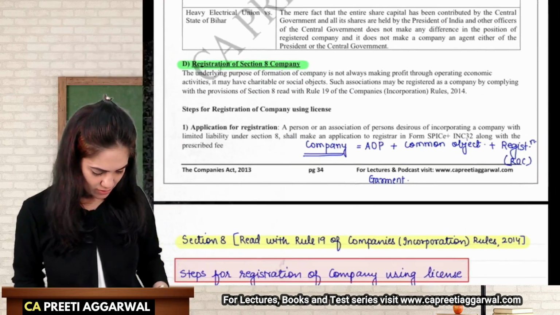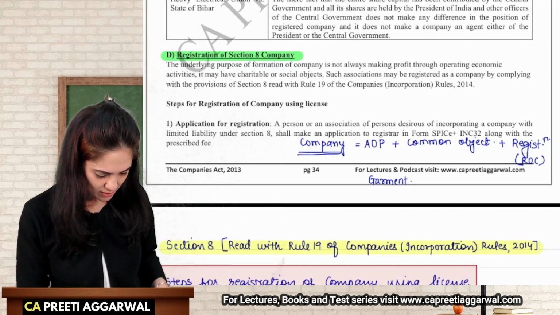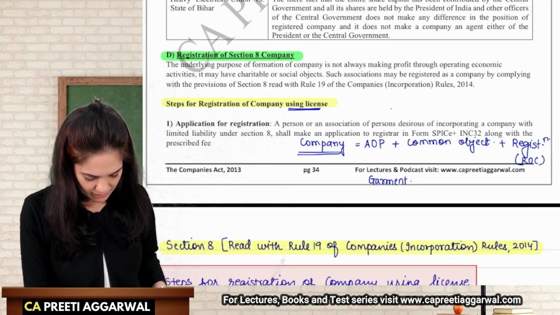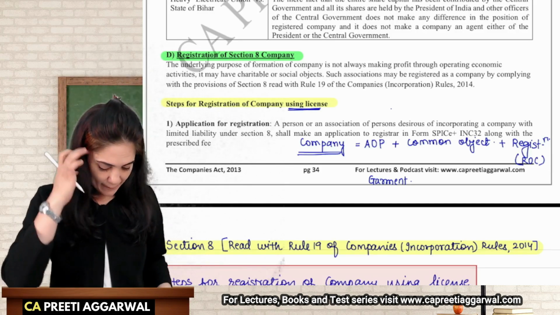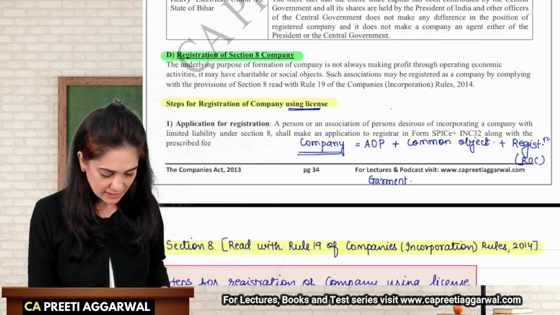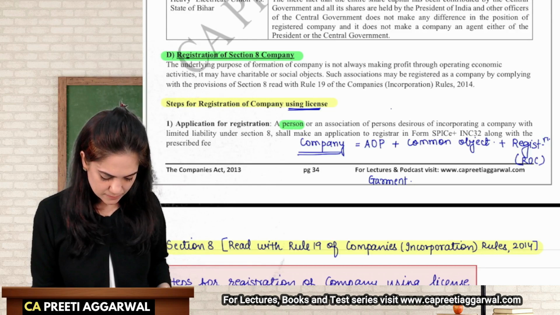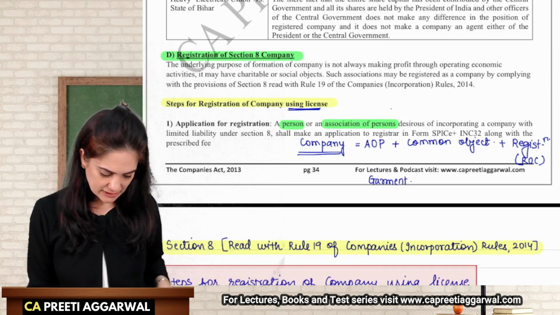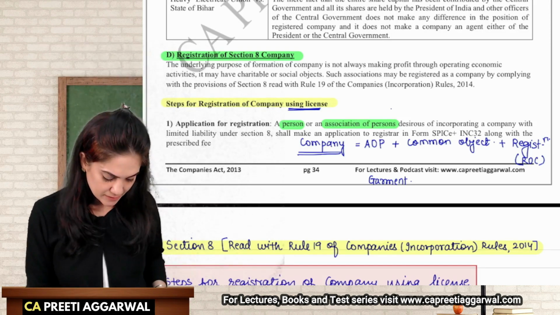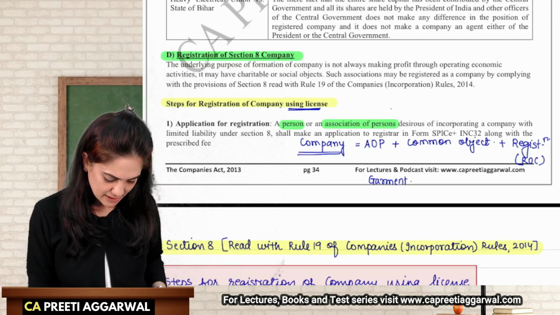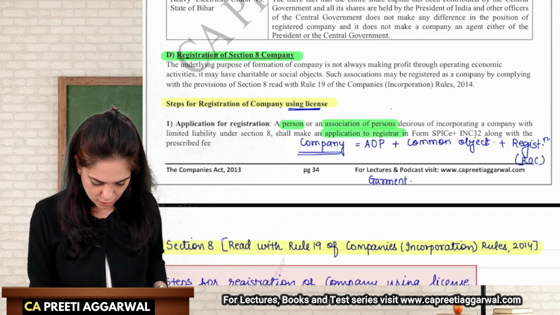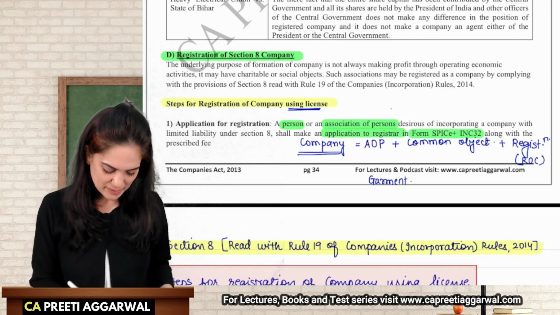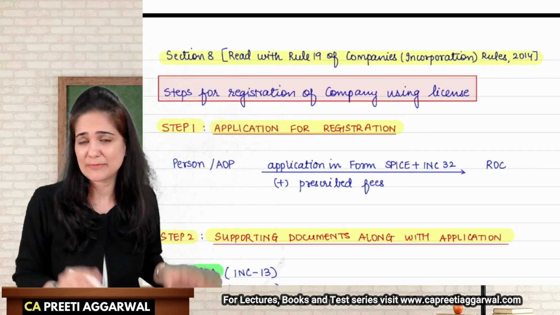Steps for registration of the company using a license. So this indicates that the company is a Section 8 company. Application for registration. Now we will highlight the keywords. A person or an association of persons desirous of incorporating a company with limited liability under section 8 shall make an application to the registrar in form SPICe Plus INC 32 along with the prescribed fees.